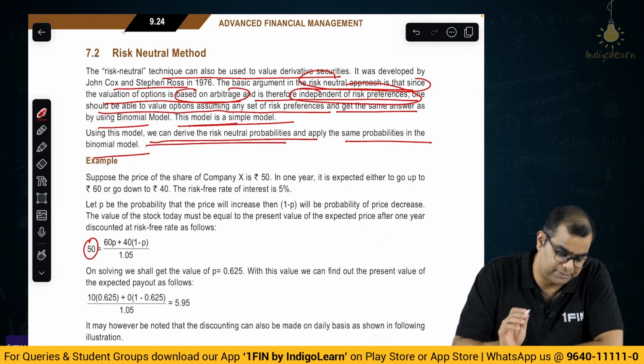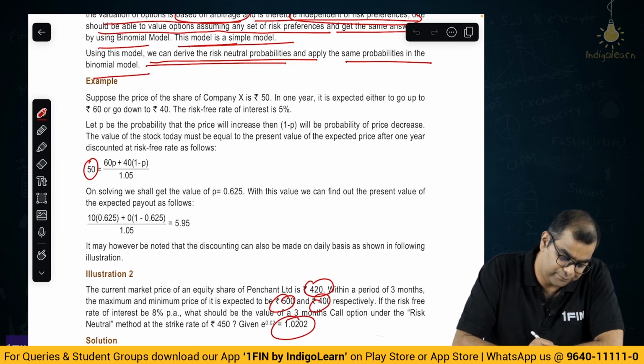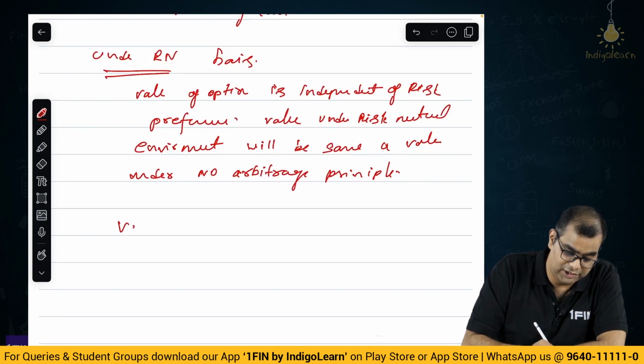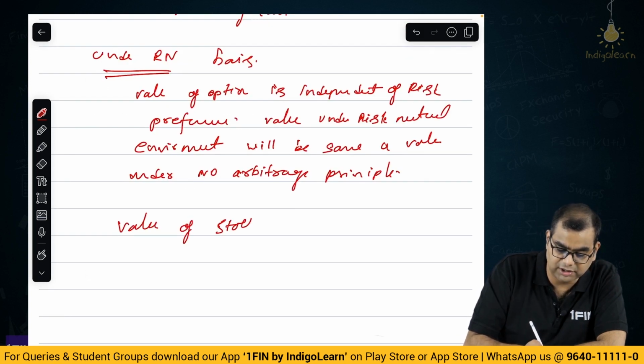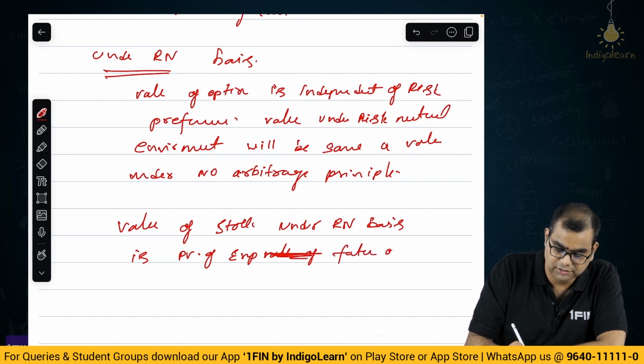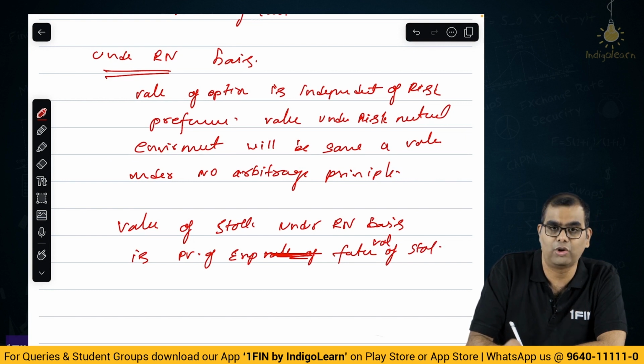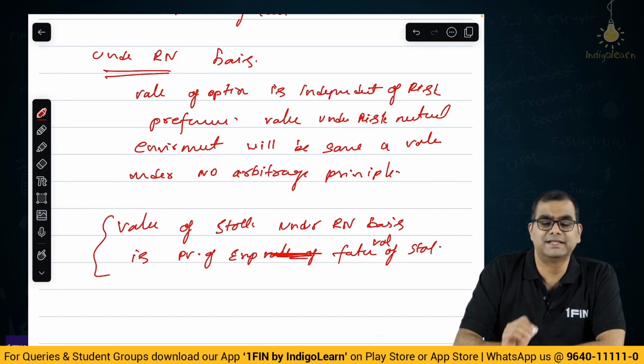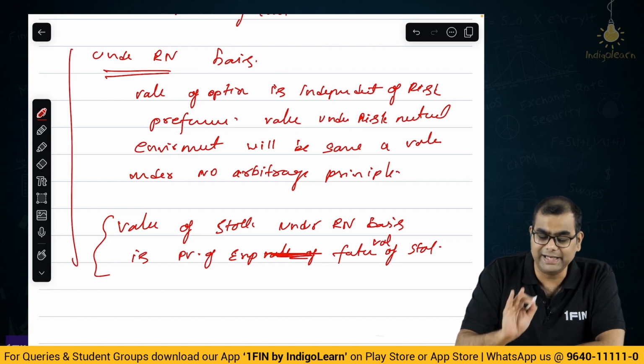We describe risk neutral probabilities and apply the same probabilities in the binomial model. And you also have to say the value of the stock must be equal to present value of expected price discounted at risk-free rate as follows. Value of stock. Please note here we are not talking about the call option. Value of stock under RN basis is PV of expected future value of stock. Okay. You have to basically make this statement. If you write all of this, ideally ICAI should give marks.